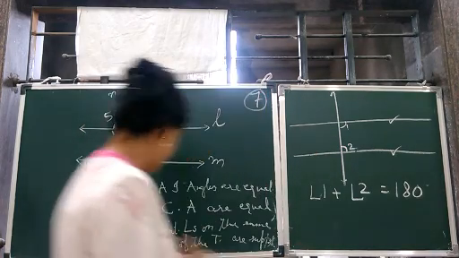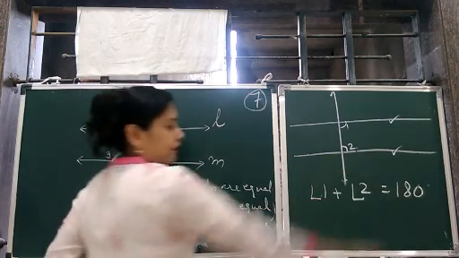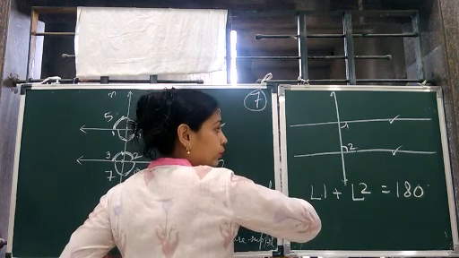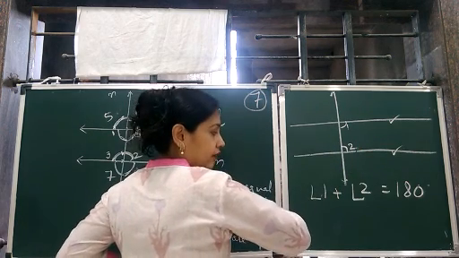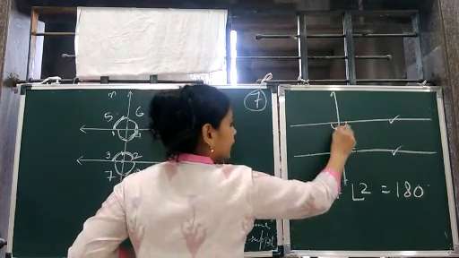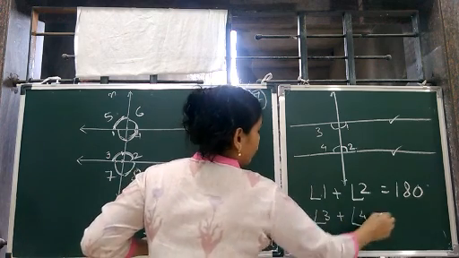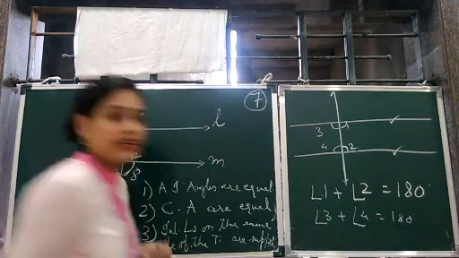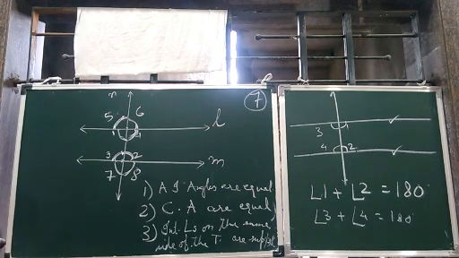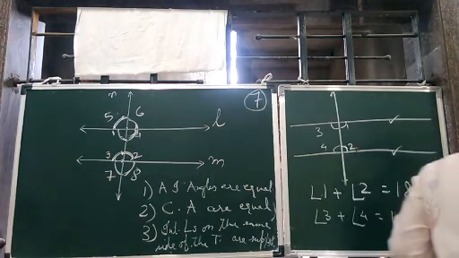Okay, this third property which we studied for the transversal, the same property applies here. That means if you add angle 1 and angle 2, if it is 180 degree, then these two lines are parallel. Similarly, if you add angle 3 and angle 4, and the total is 180 degree, that is supplementary, then once again the two given lines are parallel. Okay, so now the next exercise is for this only.